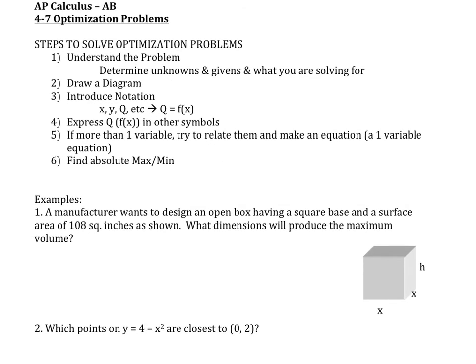So first, make sure you read and understand the problem. Determine what the unknowns are, what you are given, what you're going to solve for. So kind of like how we did related rates. Draw a diagram, introduce some notation, f of x, and express f of x and other symbols. If you have more than one variable, what's important here, try to relate them into a one variable equation. It just makes things much easier. And then you're going to try to find the absolute max or minimum. So these are the basic steps.